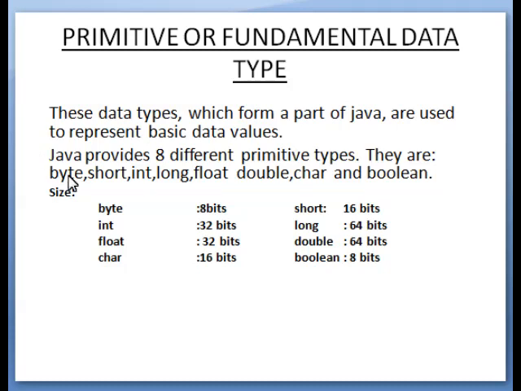Java provides 8 different primitive types. They are byte, which means 8 bits. Then short, 16 bits. Integer, int, 32 bits. Long, 64 bits. Float, 32 bits. Double, 64 bits. Character or char, 16 bits. And boolean, 8 bits. These are primitive or fundamental data types.